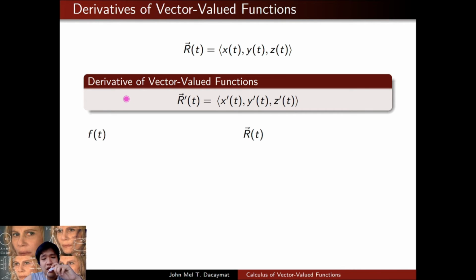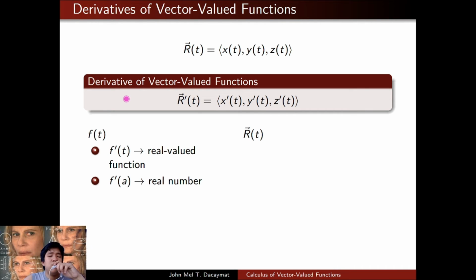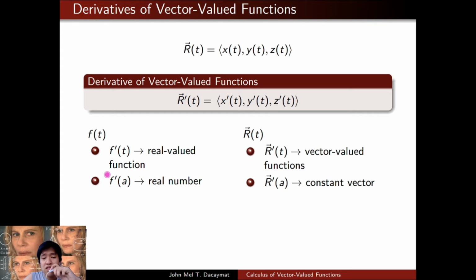Some observations lang. Yung sa Math 21, sa real function, yung f prime of t, pag kinuha mo yung derivative ng isang real function, ang sagot real function pa rin. Tapos kapag nag-plug in ka ng value, it becomes a real number. Sa vector valued function, ang derivative ng isang vector valued function ay isa pang vector valued function. Tapos syempre kapag nag-plug in ka ng value, you get a constant vector.